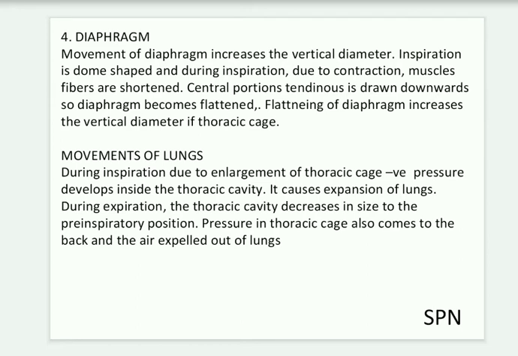So next, what are the movements of the lungs? During inspiration, due to enlargement of the thoracic cage, negative pressure develops inside the thorax. As negative pressure develops, there will be expansion of the lungs. During expiration, the thoracic cavity decreases in size to the pre-inspiratory position, and the pressure in the thoracic cage also comes back, and the air gets out of the lungs. So this is the process.